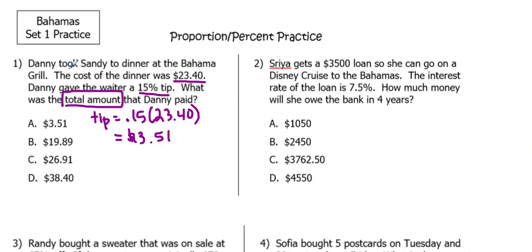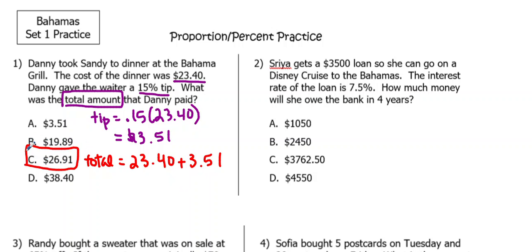All right, so what we want to do to get the total bill, or how much Danny owes total, is you're going to take his original amount, which was $23.40, and then you're going to add that tip, and that's his total. And if we add those two together, then you get C, $26.91.